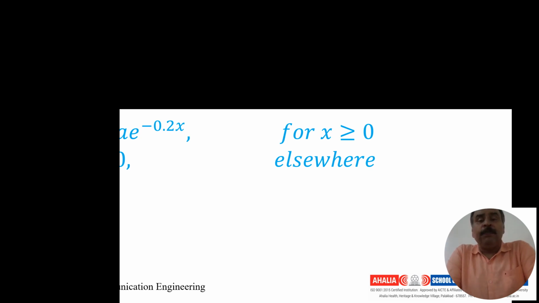Find if the value of A is fixed, where the probability distribution function of x is defined as A e raised to minus 0.2x for x greater than or equal to 0 and 0 for all the negative values of x.